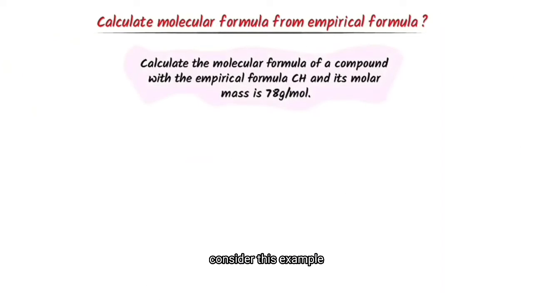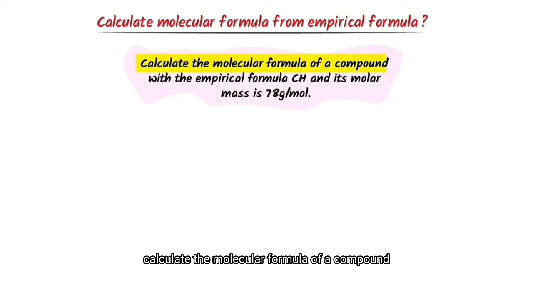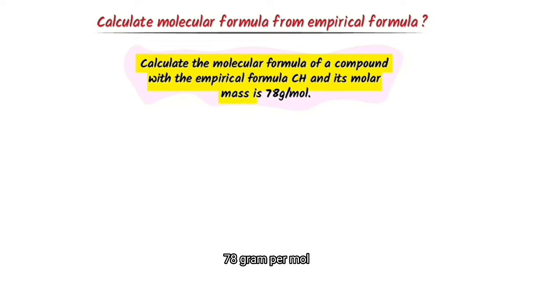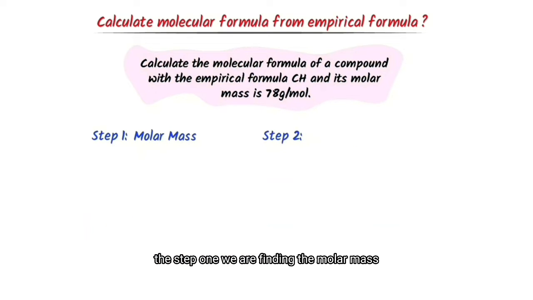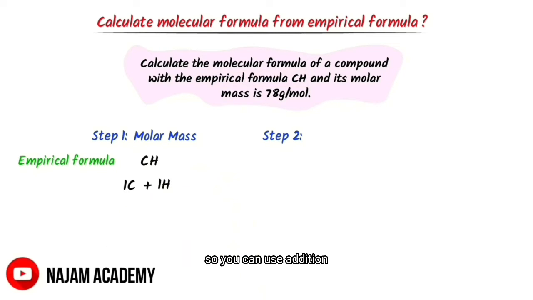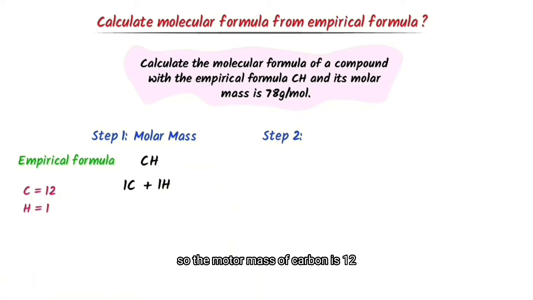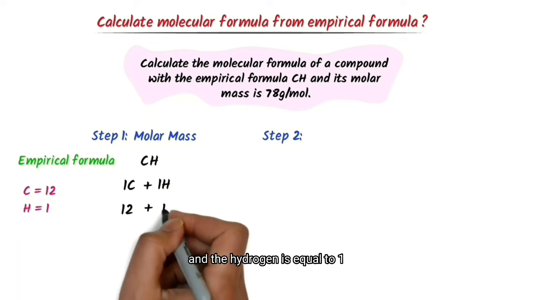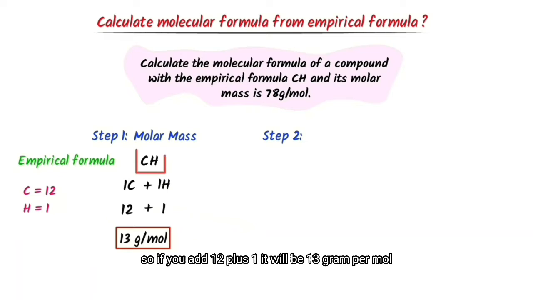Consider this example. Calculate the molecular formula of a compound with the empirical formula of CH and its molar mass is 78 gram per mole. So considering there are 2 steps. Step 1 will be finding the molar mass. As you can see, the empirical formula is CH. There is 1 atom of carbon and 1 atom of hydrogen, so you can use addition. The molar mass of carbon is 12 and hydrogen is 1. If you add 12 plus 1, it will be 13 gram per mole.